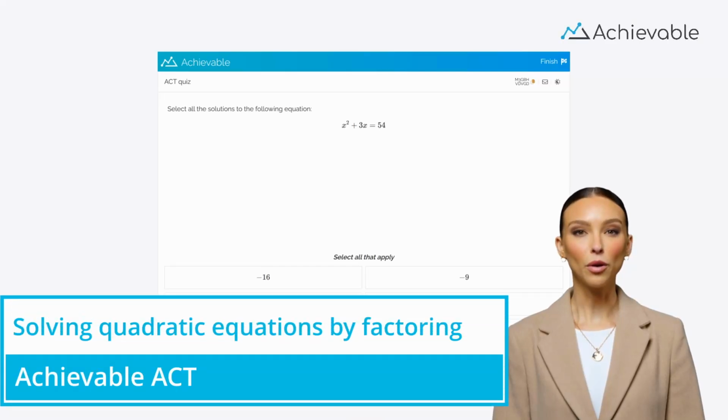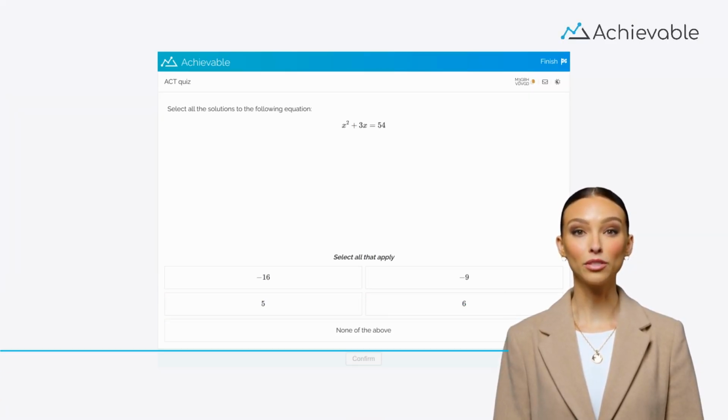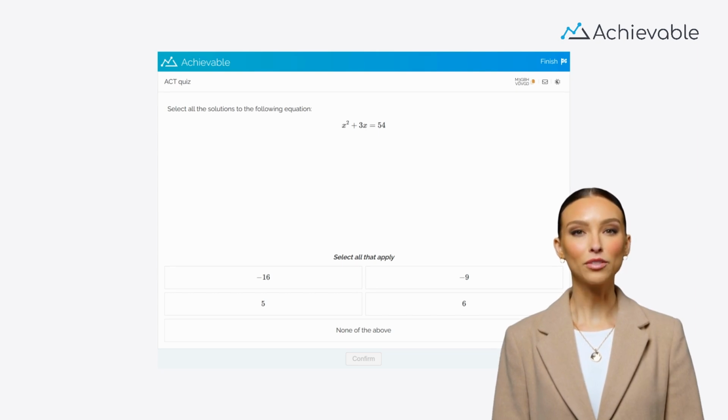In this video, we're going to solve the equation x squared plus 3x equals 54. We'll walk through the steps to solve this quadratic equation by using factoring. For this problem, we can use the reverse FOIL method to factor this quadratic equation.